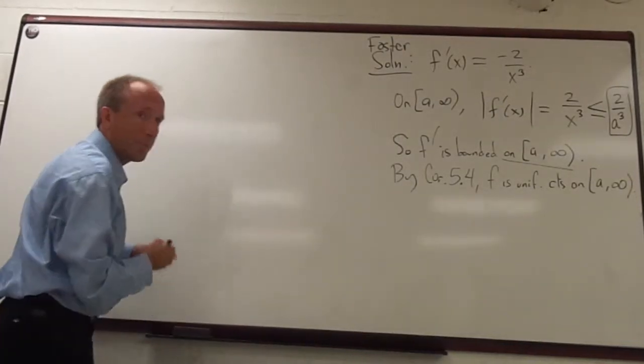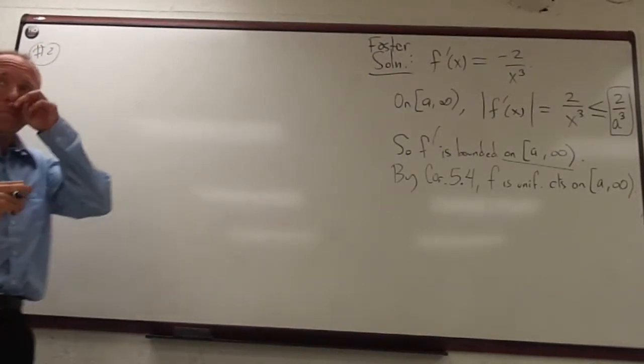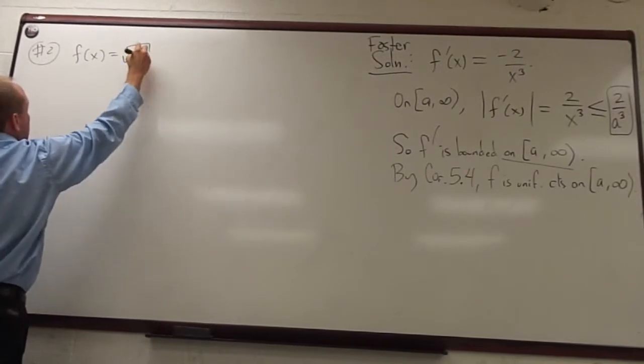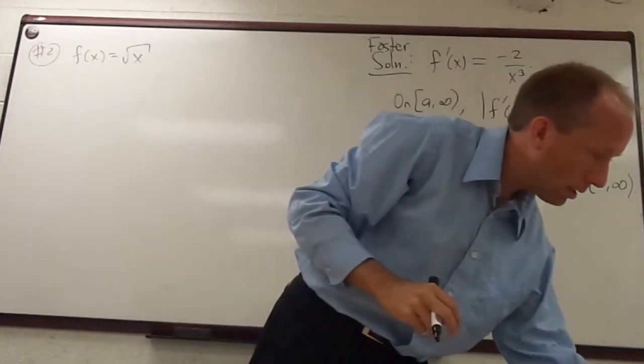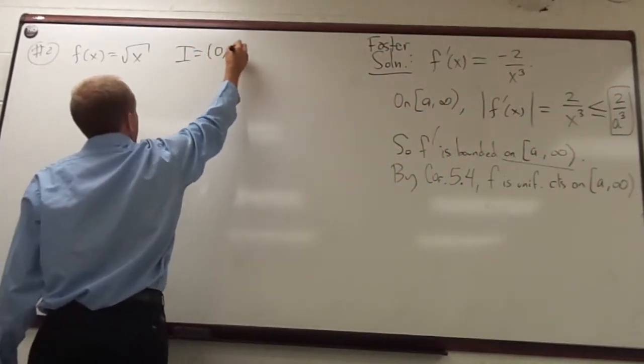All right, let me show you that the converse of that corollary 5.4 is not true. This is the second problem on the sheet, number 2. Basically, I'm going to give you this function, f of x equals the square root of x, and I'm going to give you the interval. I think I would just want to use the open interval. I is the open interval from 0 to infinity.